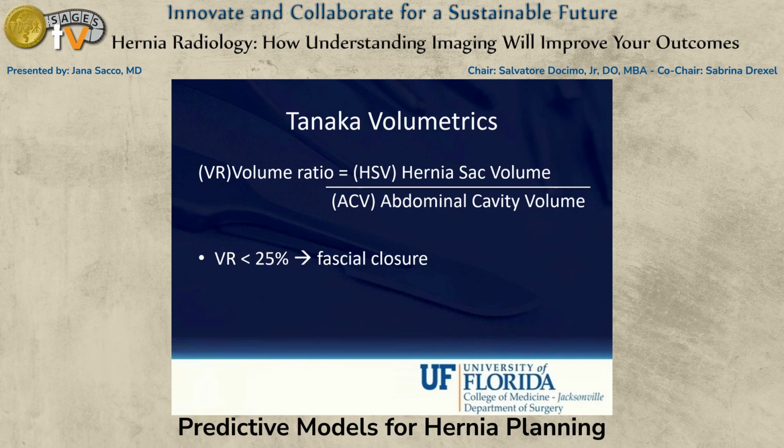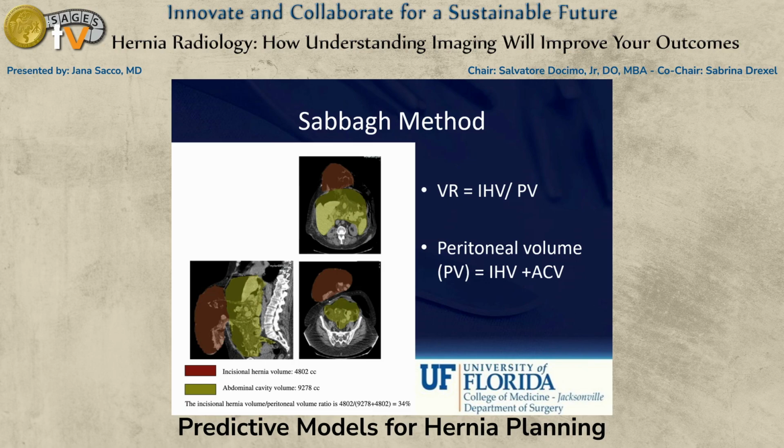But the reality is that if that ratio is less than 25%, you are likely to be able to get your fascia closed. Again, this paper is focusing on pre-op pneumoperitoneum, but I think in general it can be applied to getting that fascia closed, which is what we're all worried about. If you look at the other method, it's quite similar. The ratio is slightly different though.